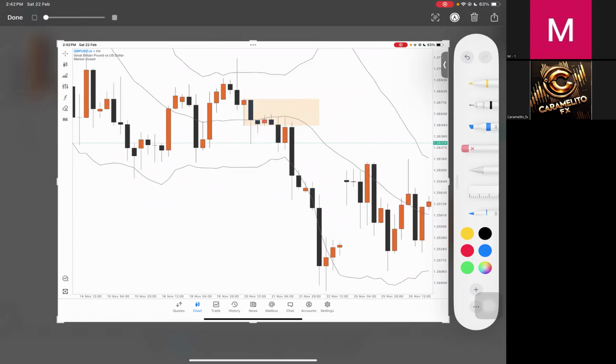You still can take this structure, but you have to be careful. Why? It's not aligned, and not just that, it's not reacting on this engulfing itself. It's reacting on the engulfing on the lower time frame. So that's why it becomes like this. You still can take it, but you have to be really careful because it's quite high risk.